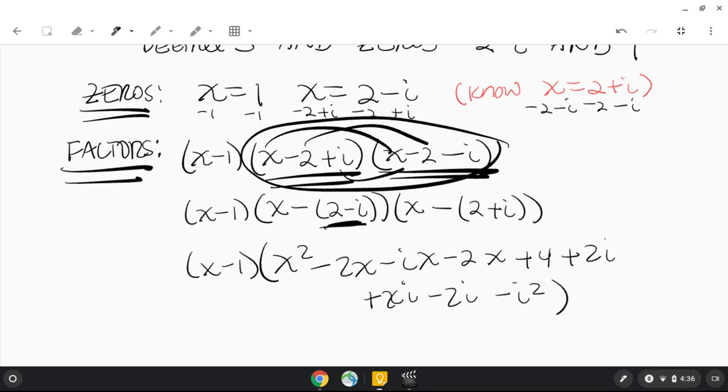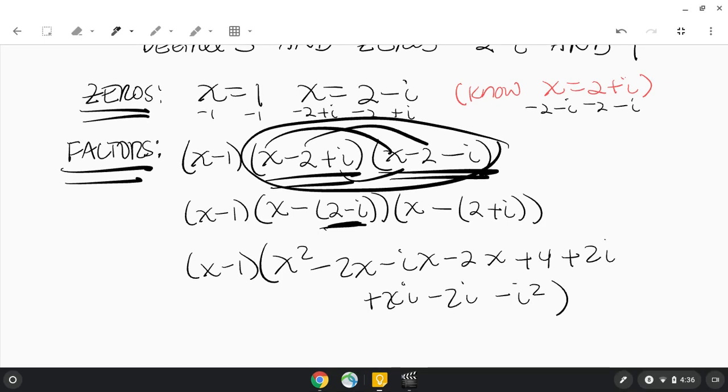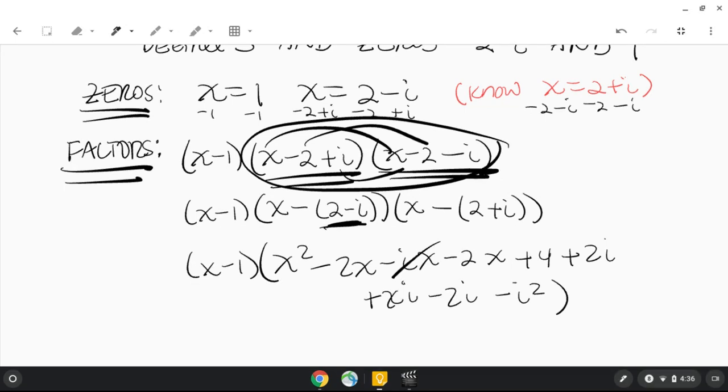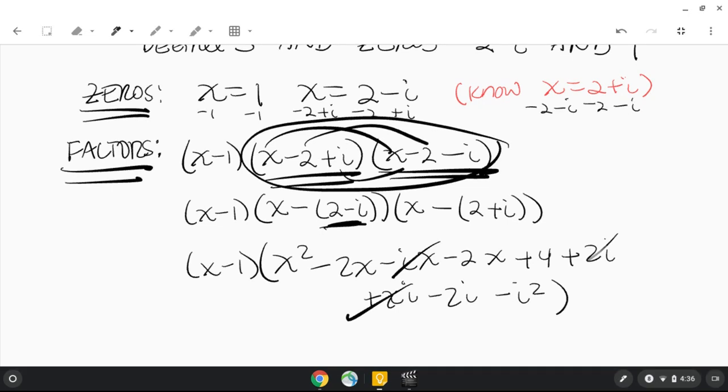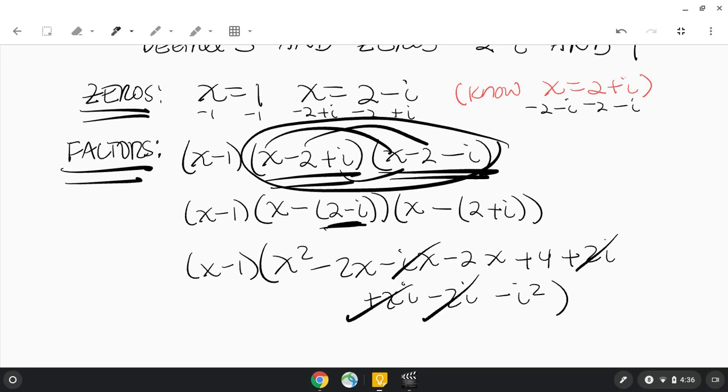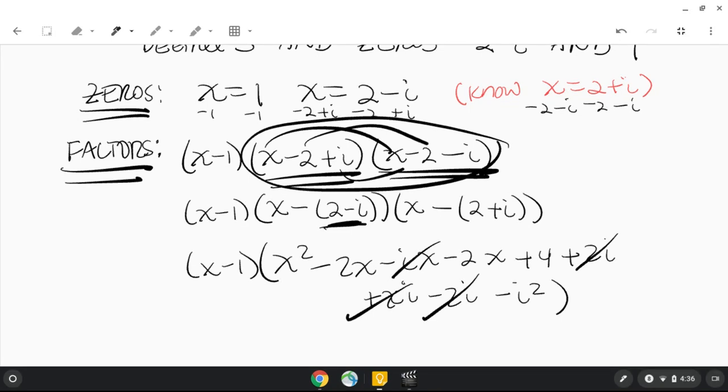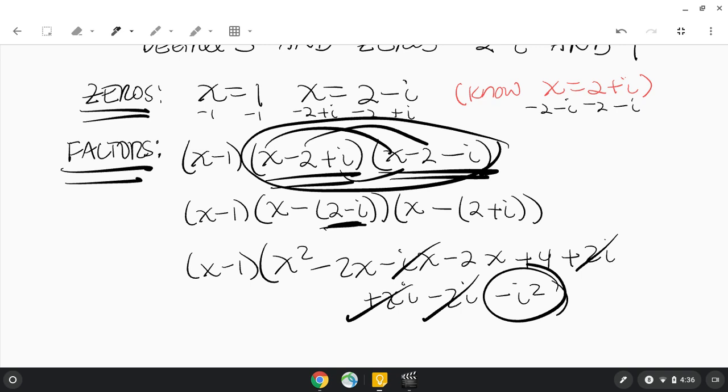And again, things should cancel out. So let's see. Uh-oh. Where did we go wrong here? Nowhere. So these two cancel out, ix, 2i, and negative 2i. So again, the i's should cancel out. And then we already know that i squared is negative 1. So this here will become positive 1.